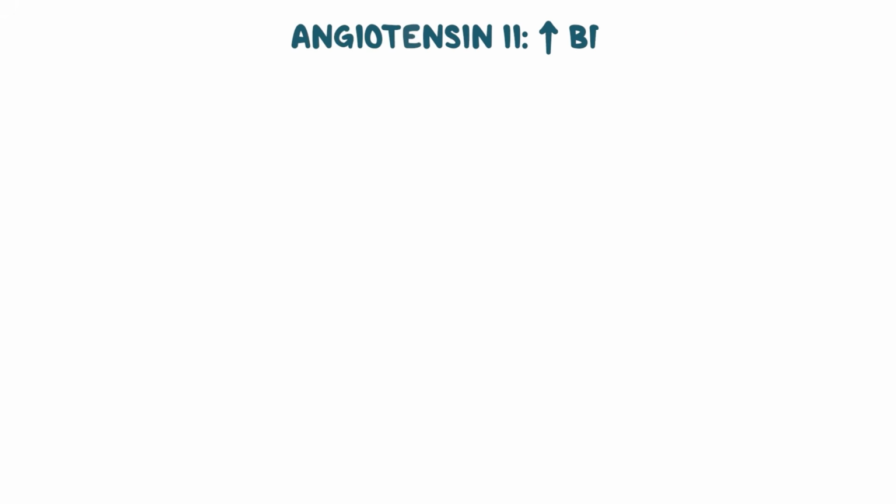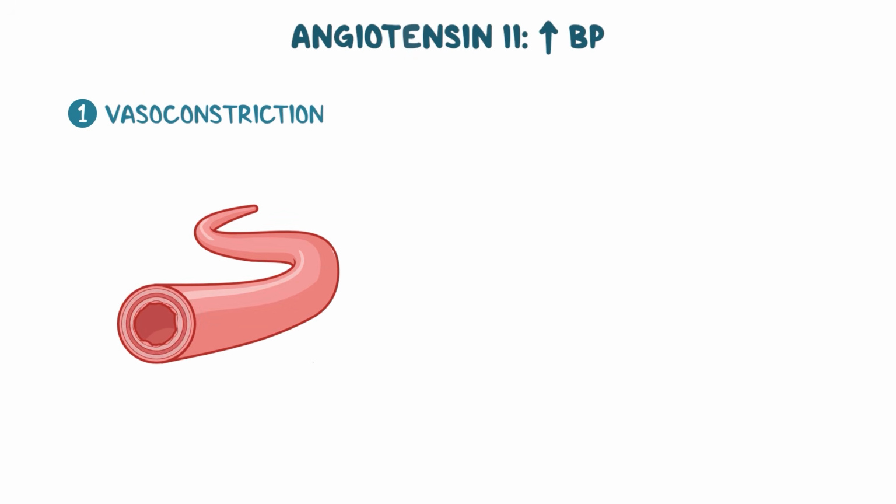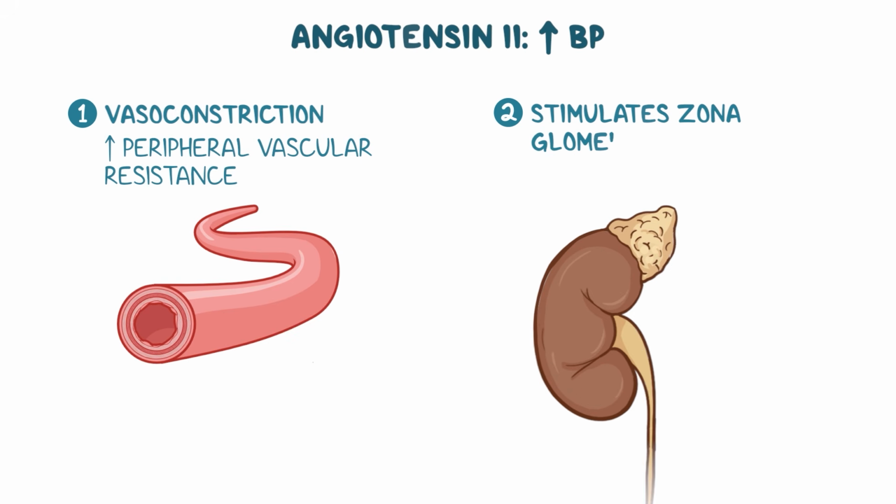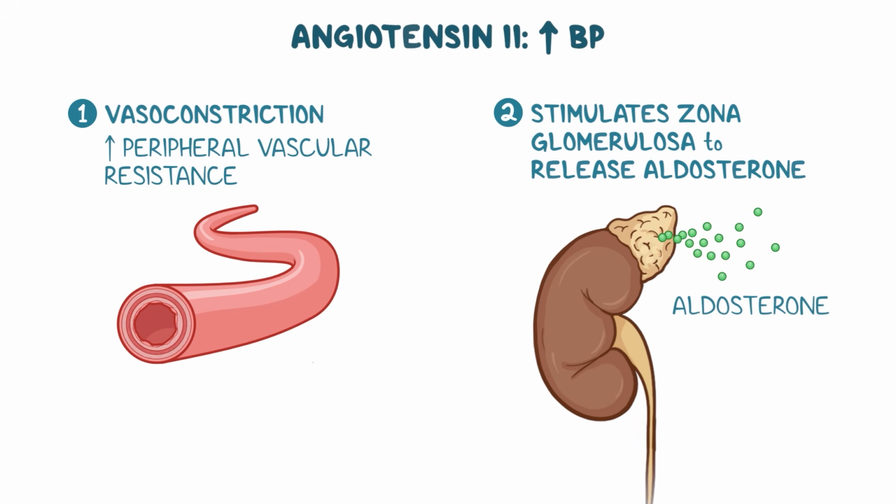Angiotensin 2 raises blood pressure through two mechanisms. First, it triggers vasoconstriction of small arterioles, subsequently increasing peripheral vascular resistance. Also, angiotensin 2 stimulates the zona glomerulosa to release aldosterone.